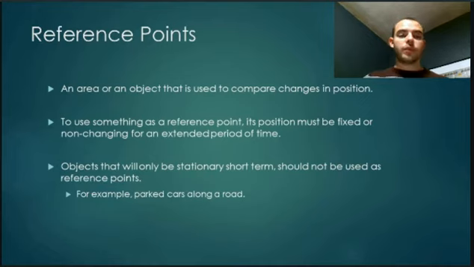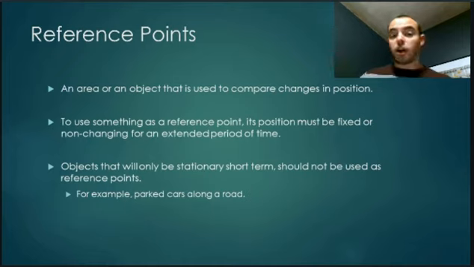A reference point is an area or an object that is used to compare changes in position. In order to use something as a reference point, its position must be fixed or non-changing for an extended period of time. Objects that are only stationary short-term should not be used. For example, a car that's parked on the side of the road could begin moving at any moment, so you shouldn't use it as a reference point.